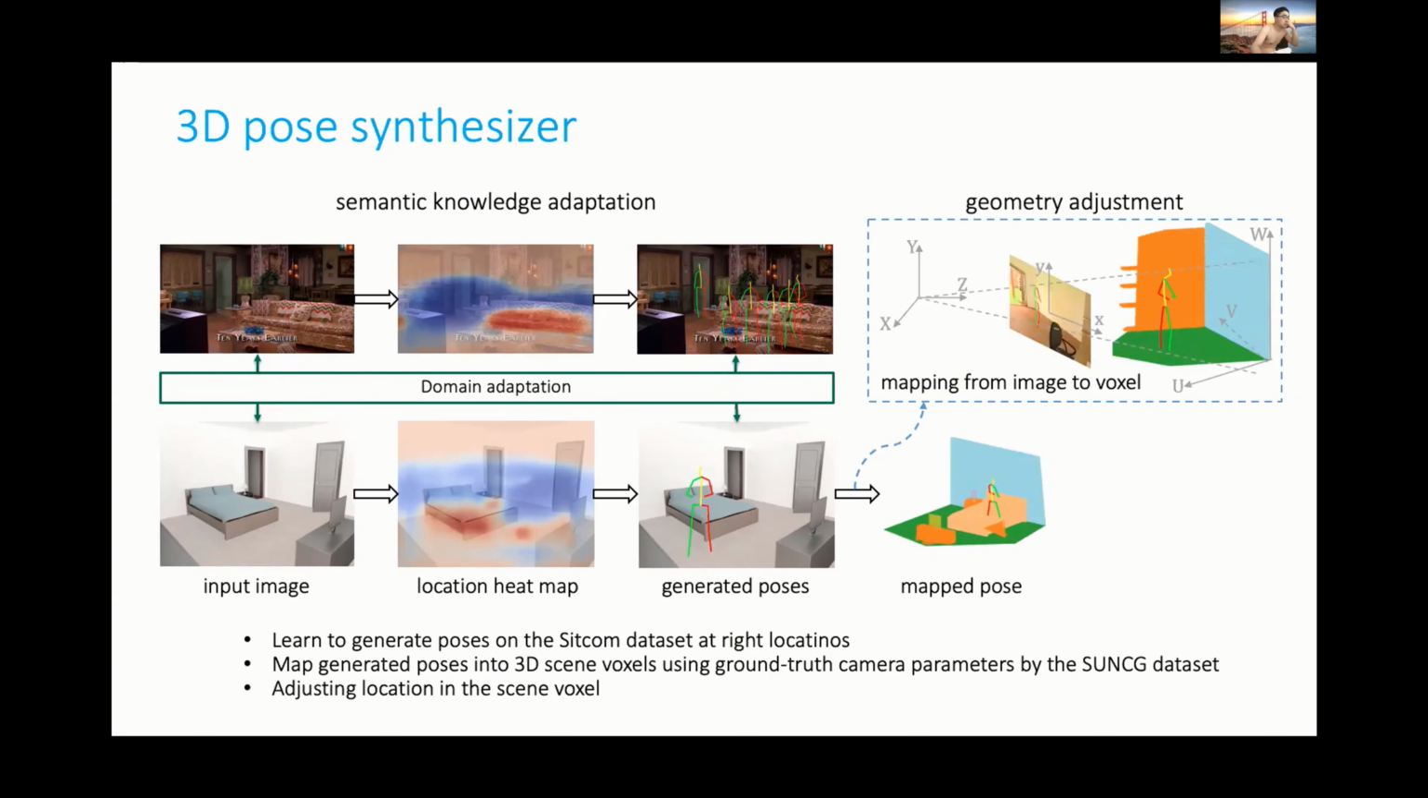And once we have that, then we can project the 2D pose into the 3D voxel, and then we can determine whether the 3D pose is realistic or not, meaning we want to know whether the 3D pose intersects with some furniture or not, or can sit on some furniture or not. And then if necessary, we need to adjust the position.